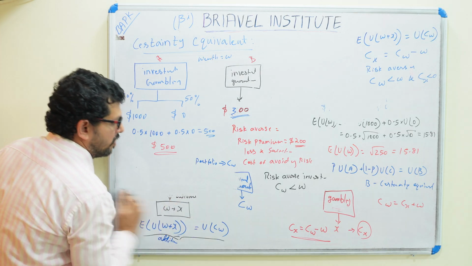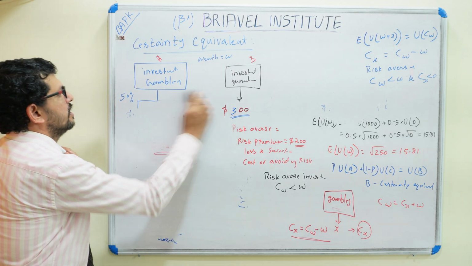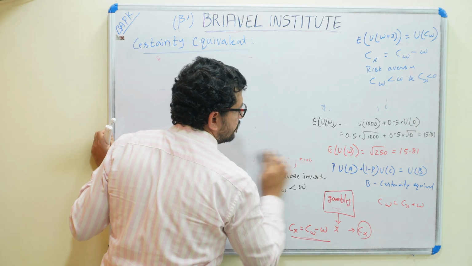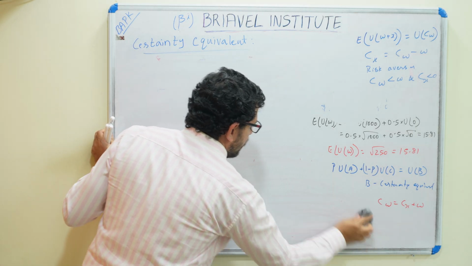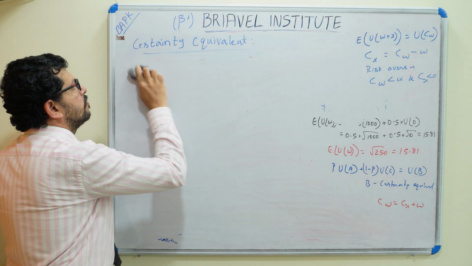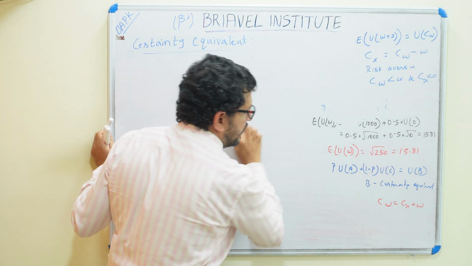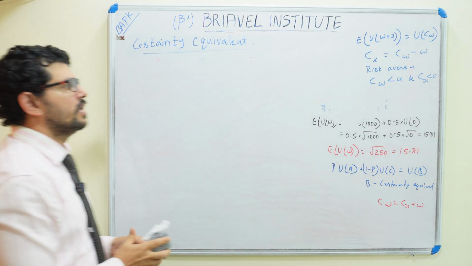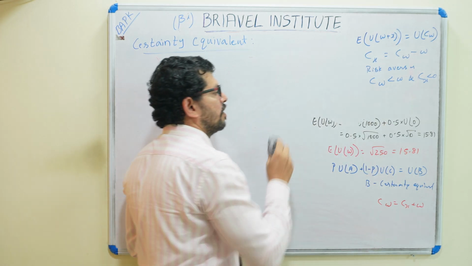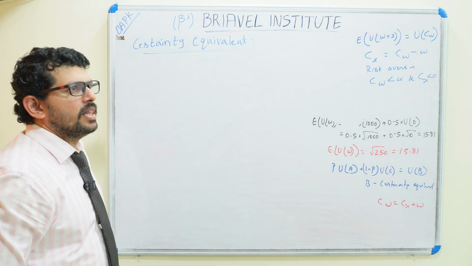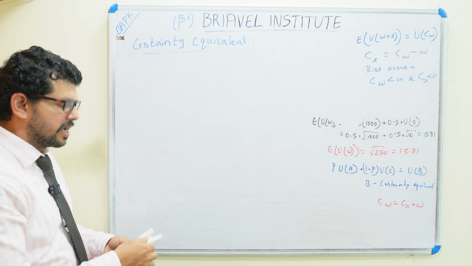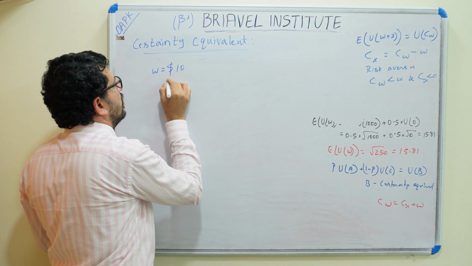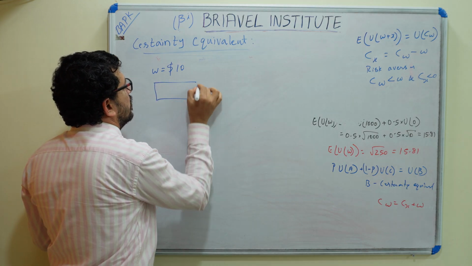We can solve one problem, then we'll understand more about the certainty equivalent and how to calculate it. Now I'm going to invest. I have an initial wealth of $10 with me. I'm going to invest this $10, and I'm participating in a gambling option. So the initial wealth W is equal to $10.